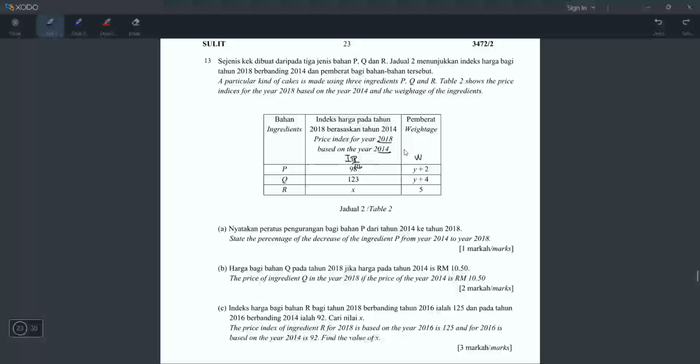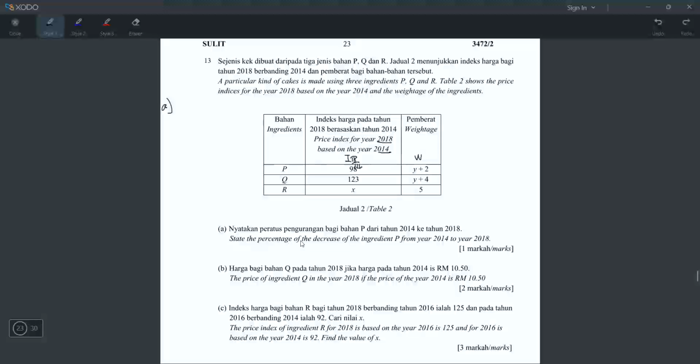So these are all the W, but I can clearly see that the weightage they never give for P and Q, because they just write Y plus 2, right? And I'm sure they will ask you to find Y later, okay? So far that's the only thing they mentioned. Nothing too crazy, nothing too much. So now we can continue with A.